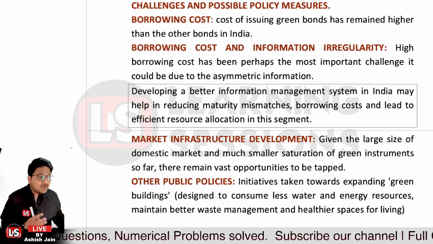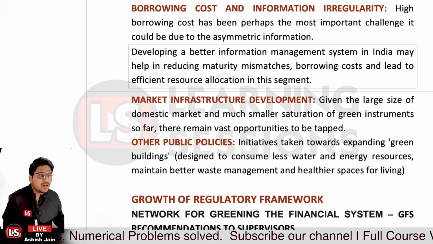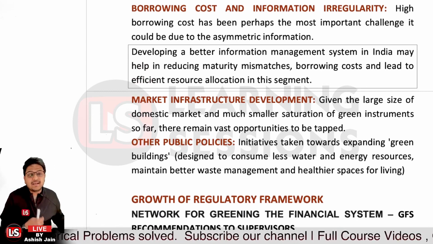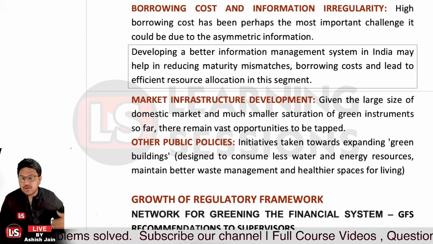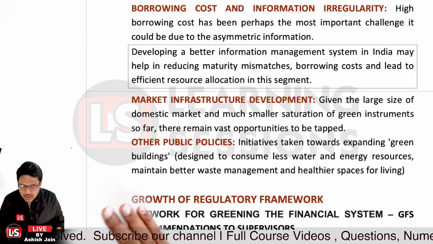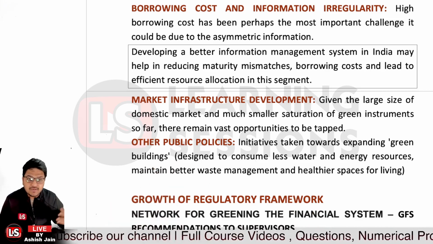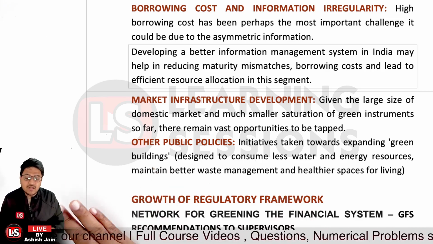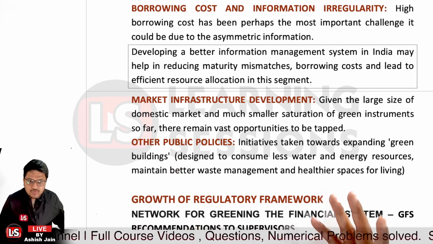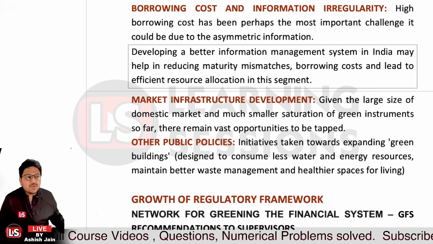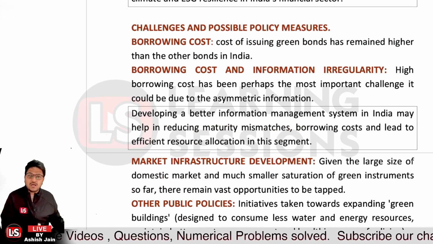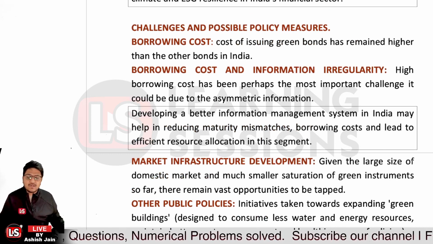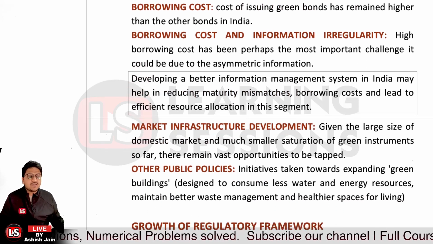And there are other public policies which must be taken care of, like buildings designed to consume less power. We can design buildings which use less water, which do water harvesting or water safeguarding, or which safeguard energy resources, right? Those things can also be taken care of when we are talking about the challenges and possible policy measures which can be taken for climate change effectiveness.